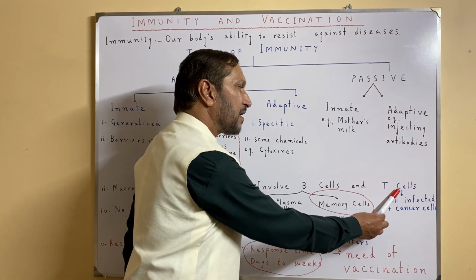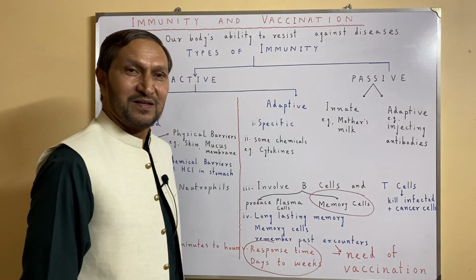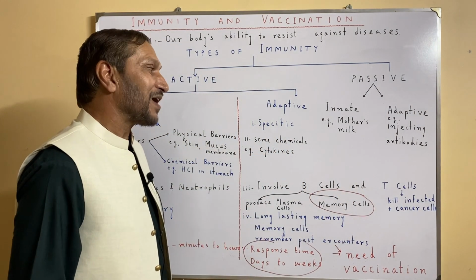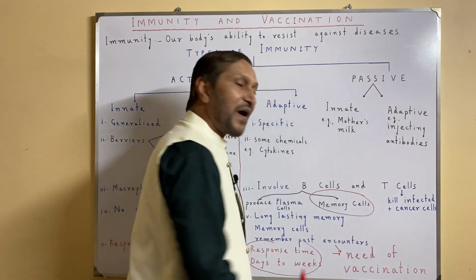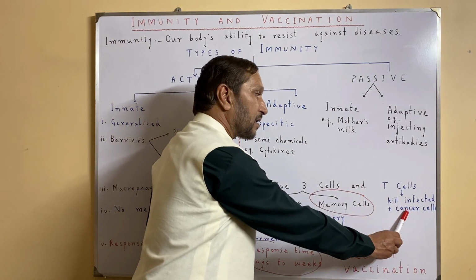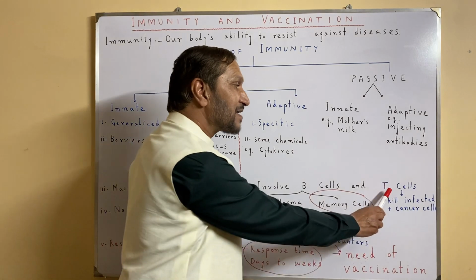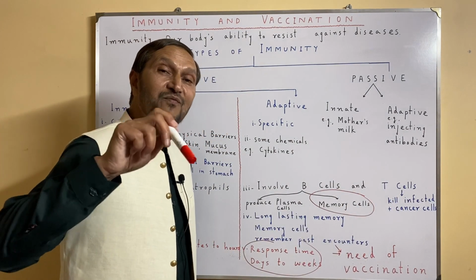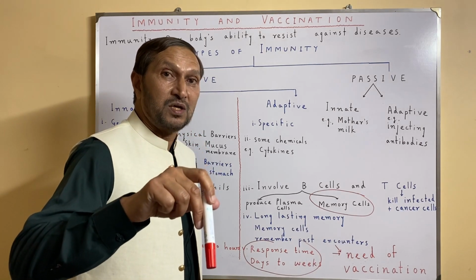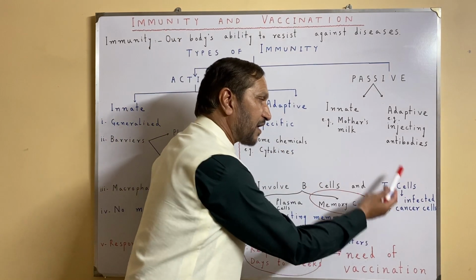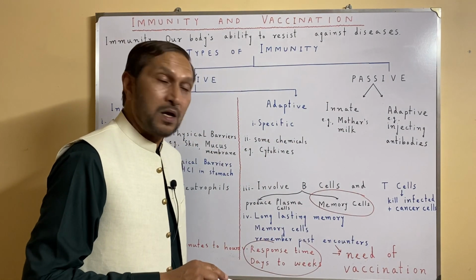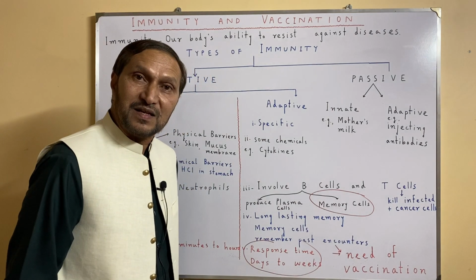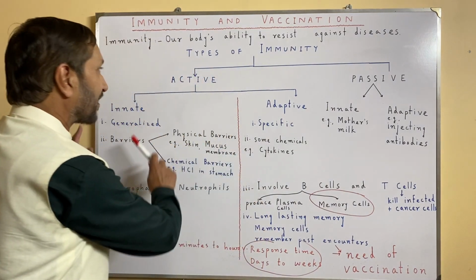And the other thing which I would like to mention is the T cells. This is also an important component of the adaptive immune system. The T cells either kill the infected cells or kill the cancer cells. T cells have the ability to kill the cells which have been infected by that pathogen. So they kill them and destroy the pathogen as well as the infected cell, or the T cells attack the cancer cells. So this is the active immunity.